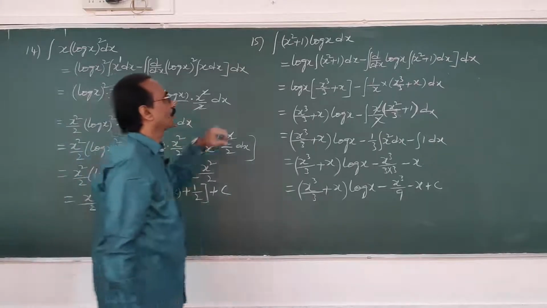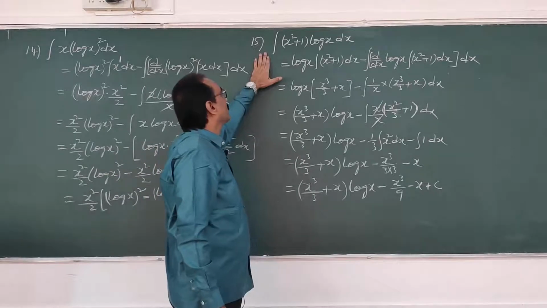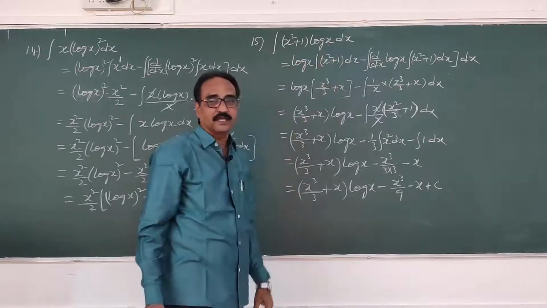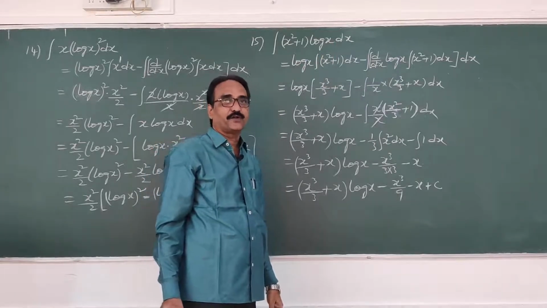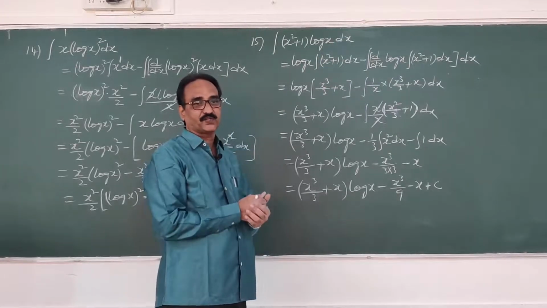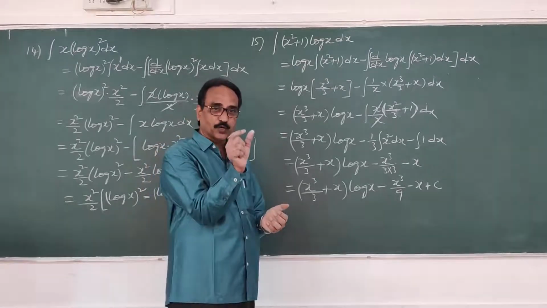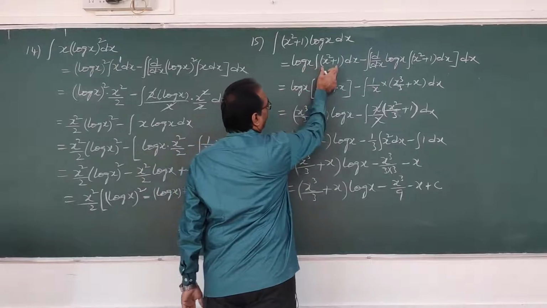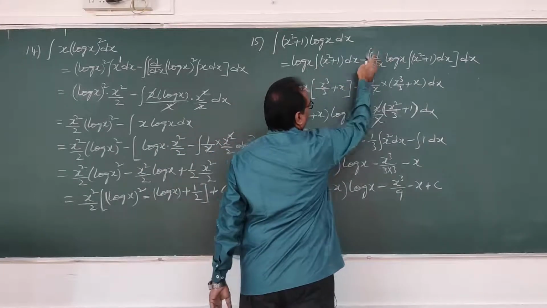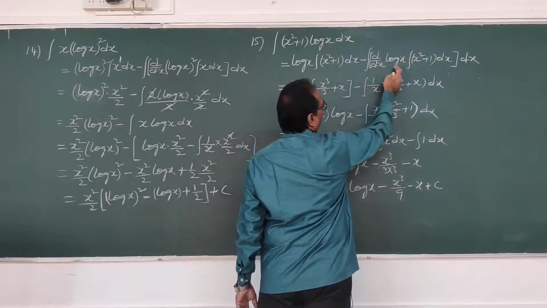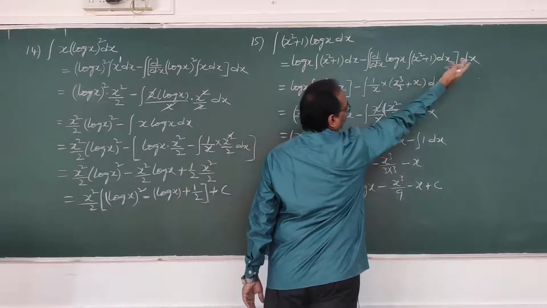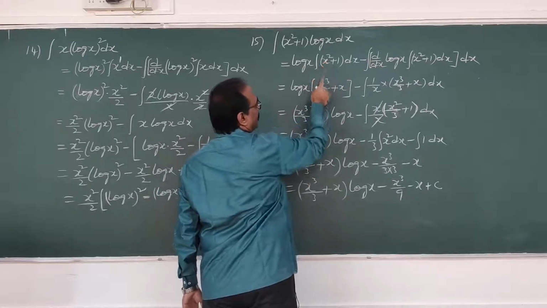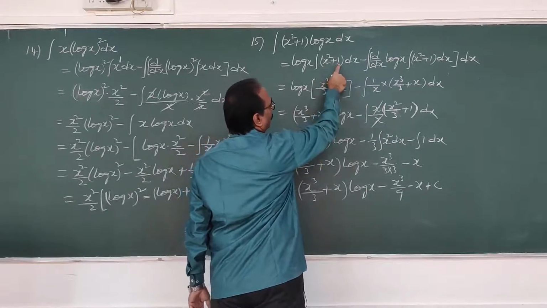Okay. Now problem number 15. Move to problem number 15. Integral of x square plus 1 into log x dx. Again you know that log x doesn't have an integral, so log x must be the first function, and x square plus 1 together is the second function. Therefore first function into integral of second function minus integral of derivative of first function into integral of second function, whole dx. So log x into, what is the integral of x square? x cube by 3. What is the integral of 1 dx? x.